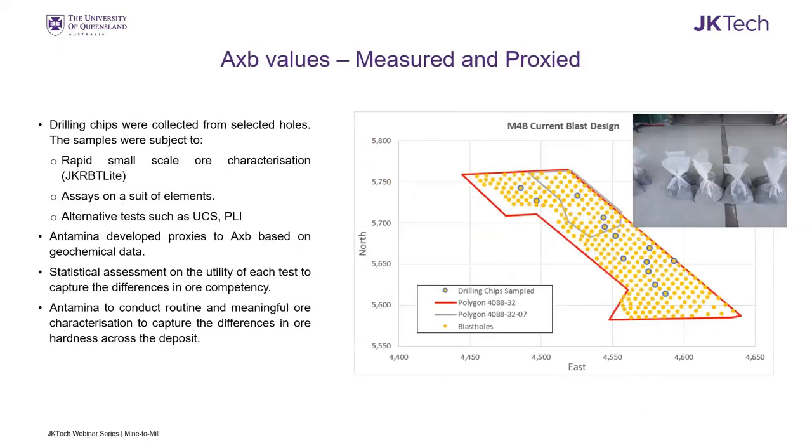Just coming to an end, I just have a couple more of these slides. So, the value of characterization. At Antamina, they see the value in SMC test results, HSV, that they are measuring, but they are also using proxies to HSV. So collecting drilling chips from selected blast holes, and then the samples were selected and they conducted SMC on the big samples, but on the drilling chips we conducted JKRBT Lite, which is a rapid small-scale ore characterization test at JK, and then assays on a suite of elements. Alternative tests such as UCS and point load. And then Antamina developed proxies to HSV based on geochemical data.